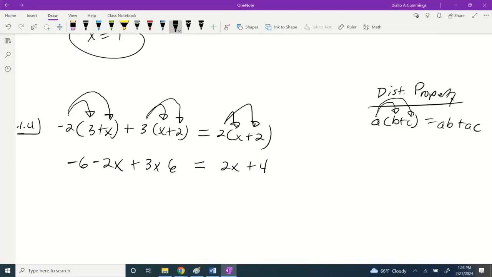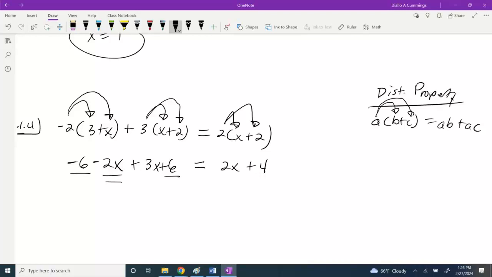Right. The next step says combine like terms on both sides. So remember, a like term is the same variable raised to the same power. So if I look on the left-hand side, I have 2 constants, and that should be a plus 6. All right, so negative 6 plus 6 is going to be 0.